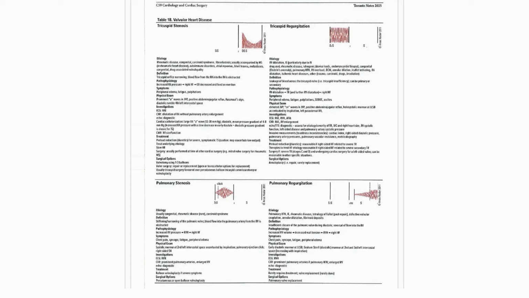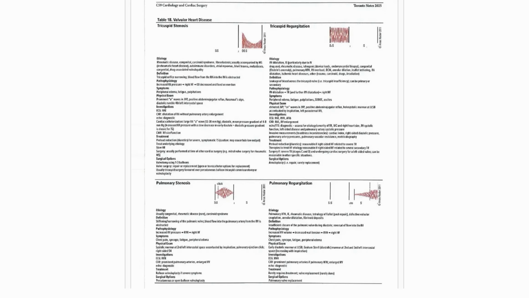Tricuspid regurgitation is the backward leakage of blood across the tricuspid valve during systole. It may be primary or secondary. Pathophysiology. Right ventricular dilatation produces tricuspid regurgitation, which further enlarges the right ventricle, creating a vicious cycle that eventually causes right-sided heart failure. Symptoms. Patients may develop peripheral edema, fatigue, palpitations, shortness of breath on exertion, and ascites.